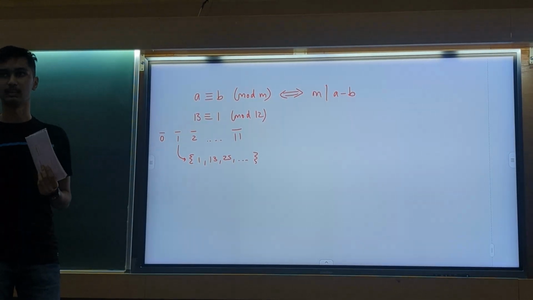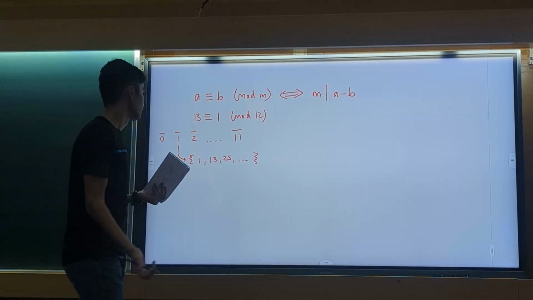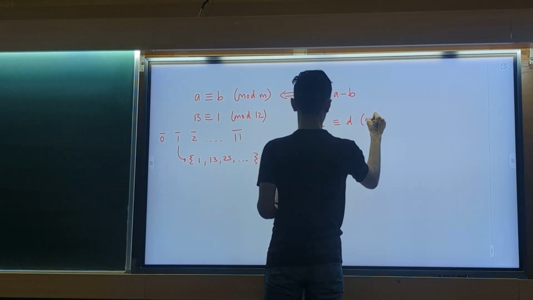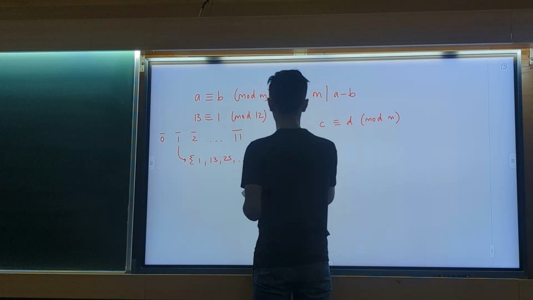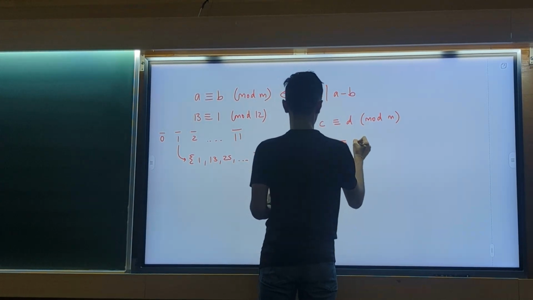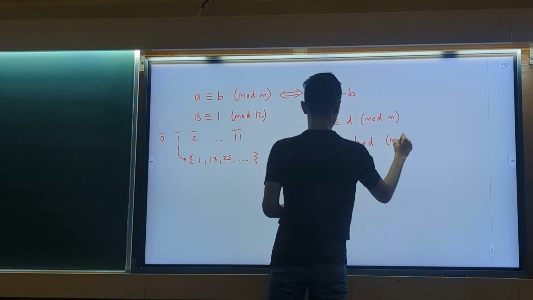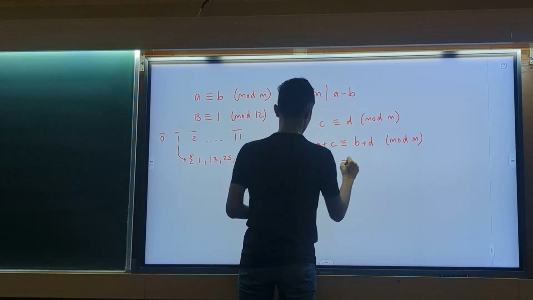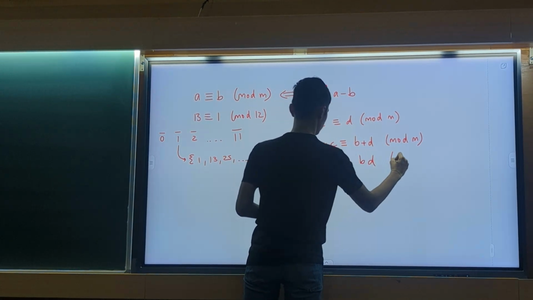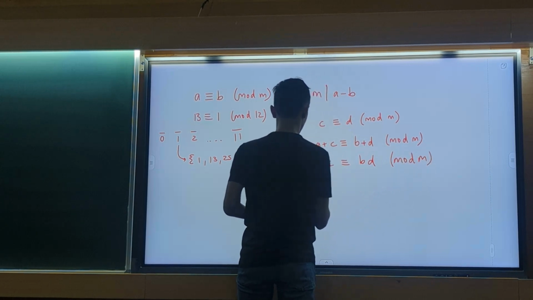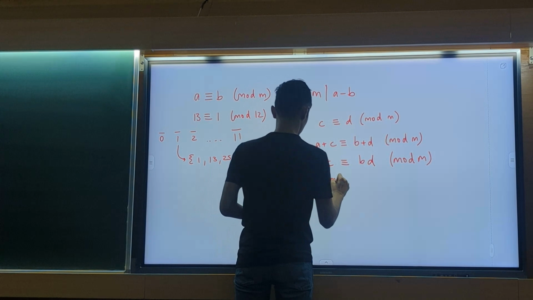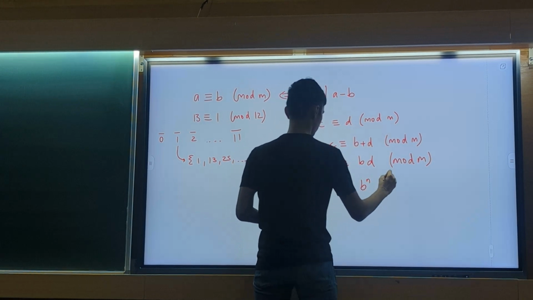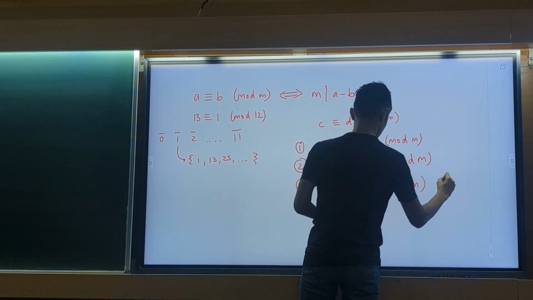Now modular arithmetic has some special properties. If you have A congruent to B mod n and C is congruent to D mod n, then A plus C is congruent to B plus D, A times C is congruent to B times D mod n, and A to the power of k is congruent to B to the power of k mod n for every k.